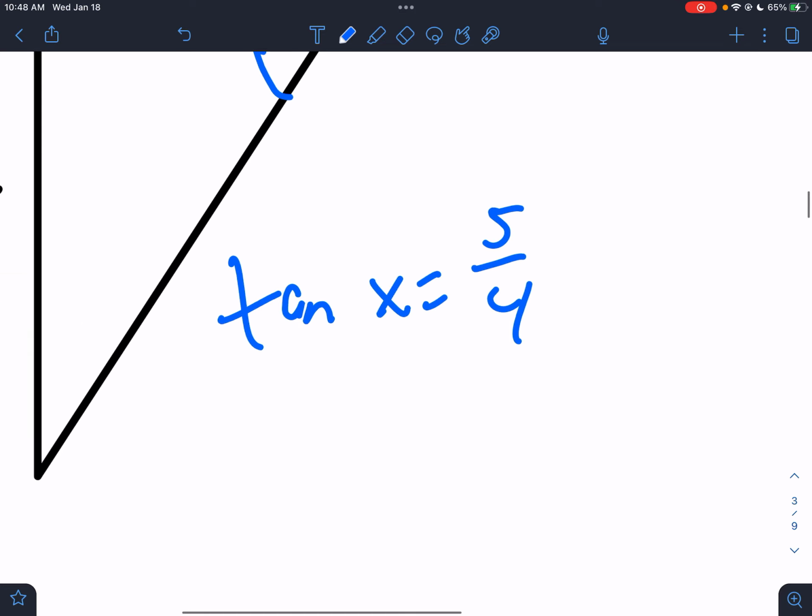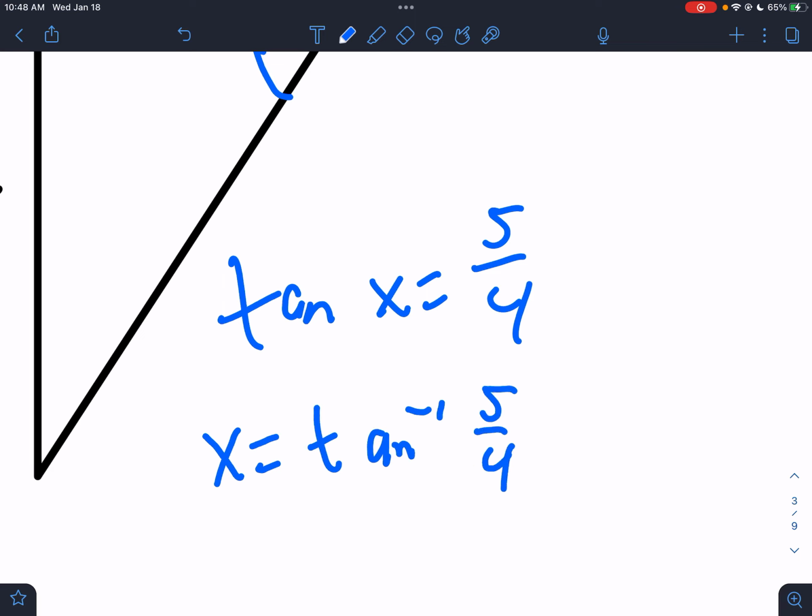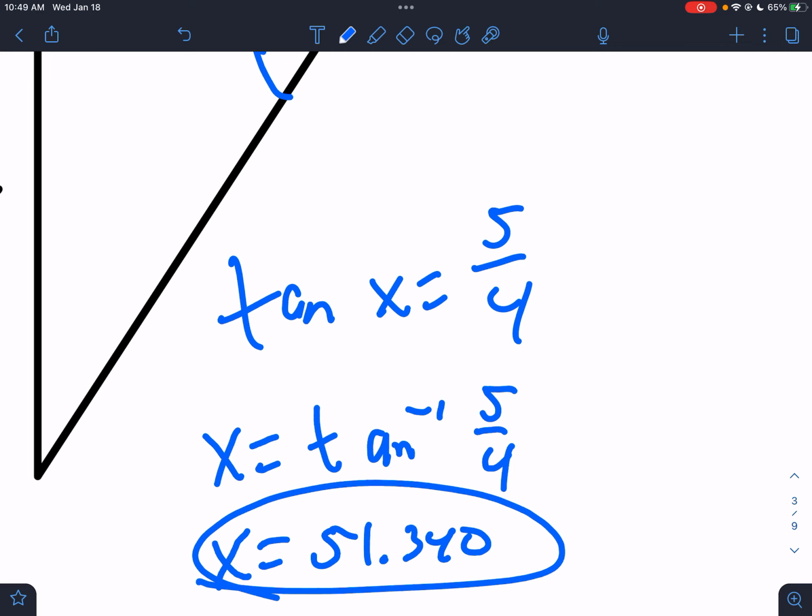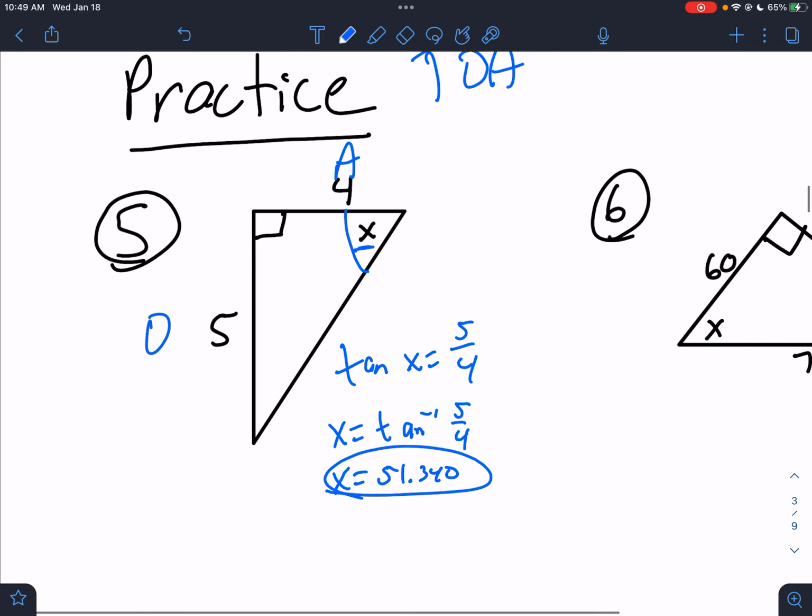So let's go back to this, though. How do we undo tangent? We do inverse tangent of both sides. I don't expect you to show all that work every time, but inverse tangent cancels out tangent, and then you got to take the inverse tangent of the other side as well. Then this is all in the calculator now. Inverse tangent of 5 over 4, I better get a number bigger than 45, and I do. I get 51.340. So I know that angle's 51.340.